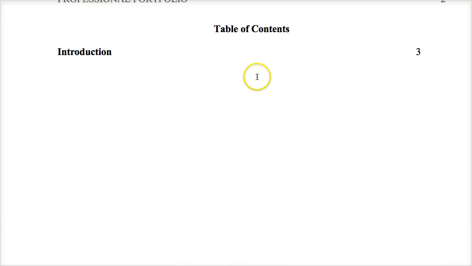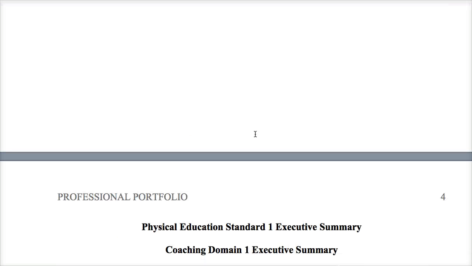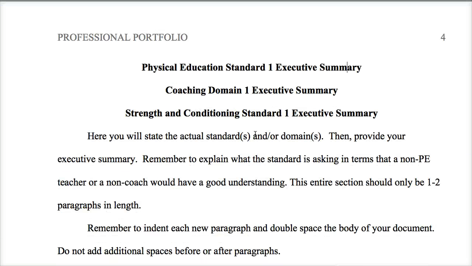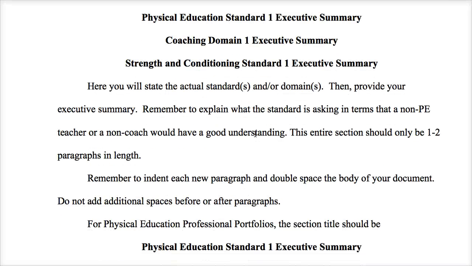Well, I'll put it in order. You should have your title page, table of contents, your introduction, your executive summary, and your reference page. So get rid of the rest of the template for your first rough draft this week.